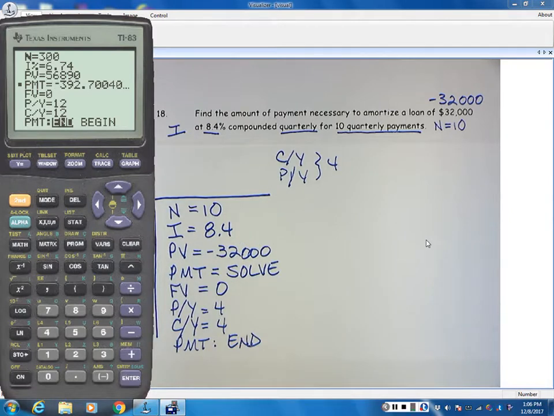So it doesn't matter if 32,000 is negative or not? It won't make any difference if it's positive or negative, because the payment amounts are going to be negative since the future value is 0. Your P/Y and C/Y... Yeah, I'm putting those all in right now.